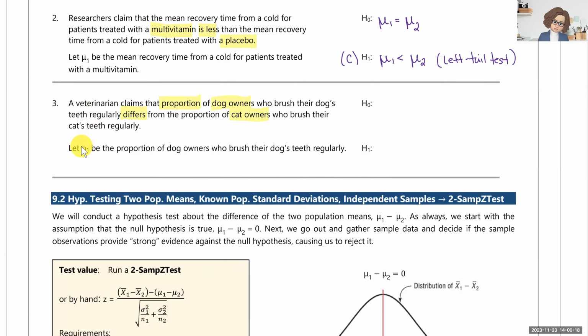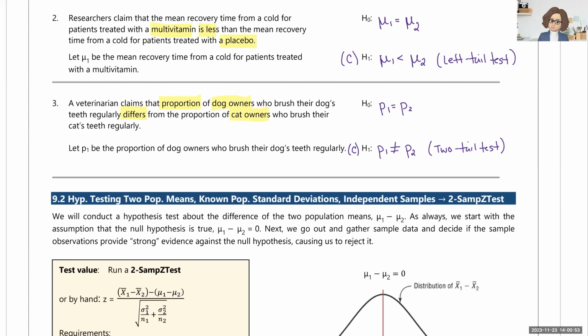So we'll let the population proportion for population 1, P1, be the dog owners. So our claim now is that the proportion for population 1, dog owners, differs, is not equal to the proportion of our cat owners who regularly brush their cat's teeth. And that makes it a two-tailed test. All right, the null hypothesis gets equality.